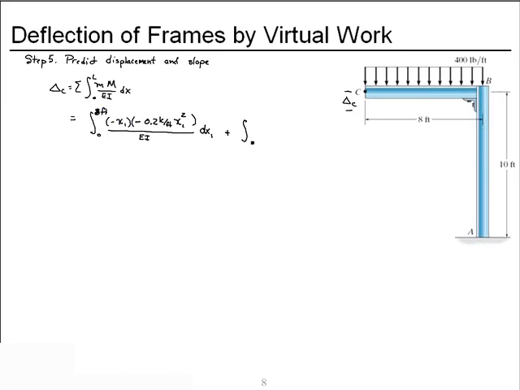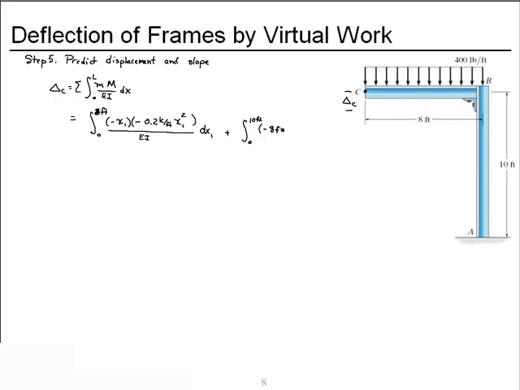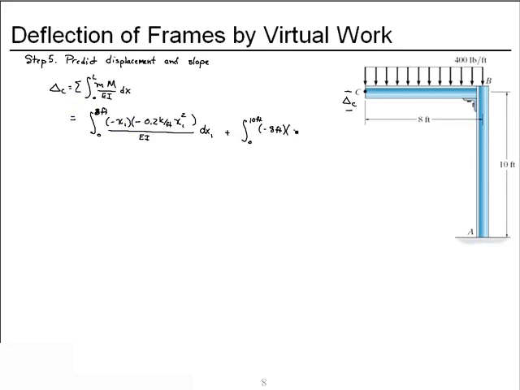And then, for member BA, we integrate from 0 to 10 feet. Our virtual moment was a constant minus 8 feet. And our real moment was another constant, minus 12.8 foot kips. Divide that by EI, integrate with respect to x2. And so the two negatives cancel, and I'll get a 0.2 x1 cubed. When I integrate that polynomial, it becomes x1 to the fourth divided by 4. So we'll have a 0.2 kips per foot, x1 to the fourth over 4 EI, and we're going to evaluate that from 0 to 8 feet.